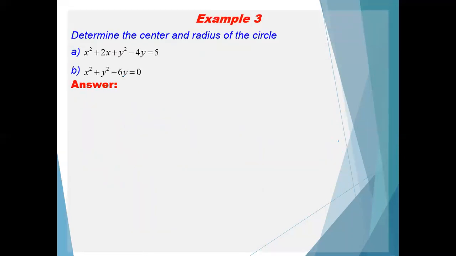Okay, we move to the next example, which is example 3. Determine the center and the radius of the circle. A: x squared plus 2x plus y squared minus 4y is equal to 5. So how do we do completing the square? Okay, how do we complete the square?